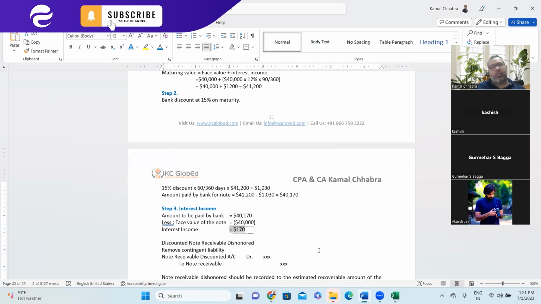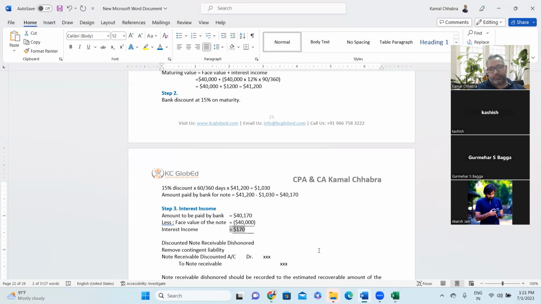Okay. So if you see here, we have calculated net interest income. The 1 month interest which they have earned on 40,000 is around $400, but for next 2 months they have paid excess interest to the bank of $260, $230. So that is the reason the net interest income they have is only $170. Right? Yes, sir, got it.